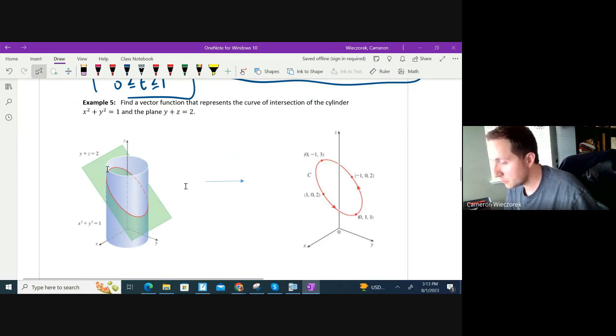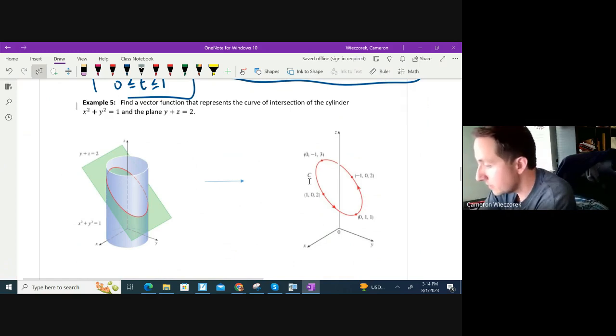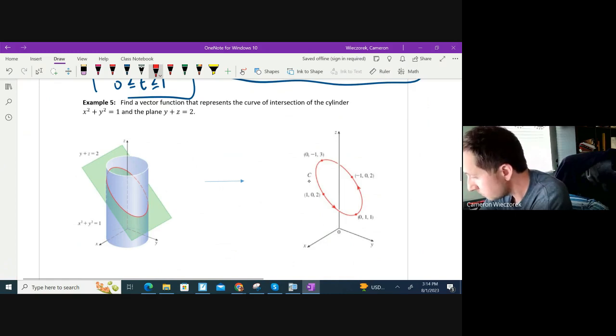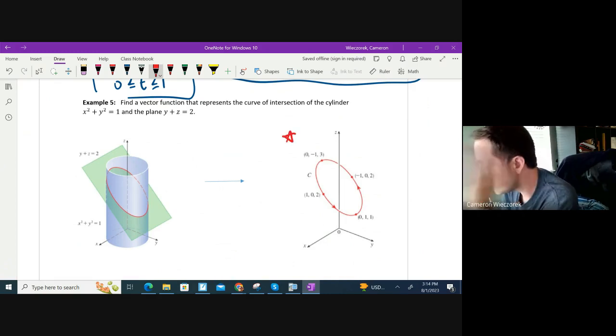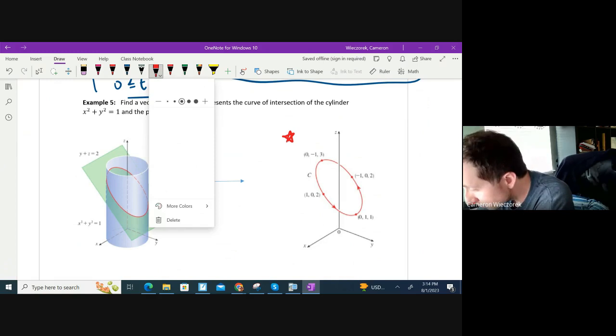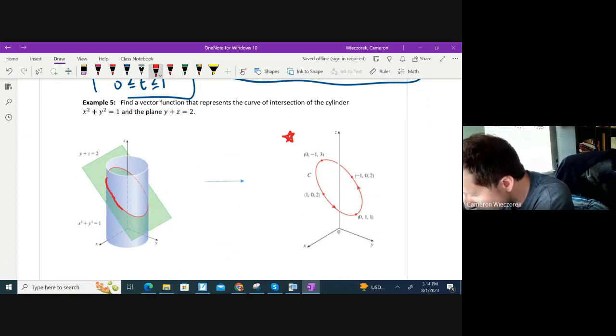If you slice that plane through that cylinder, it's not surprising to see that you end up getting an ellipse as the cross section because we're slicing on a diagonal through the cylinder. There is the trace or the intersection. So here's your cross section sketched over here on the right. That's this little curve of intersection right here.